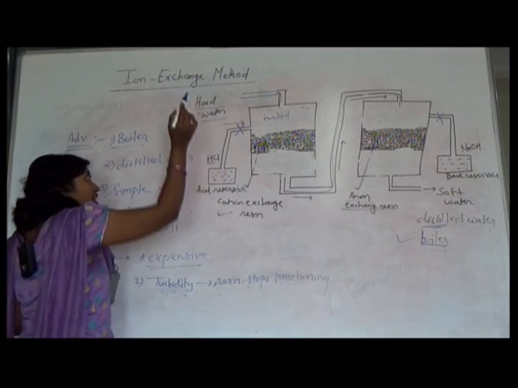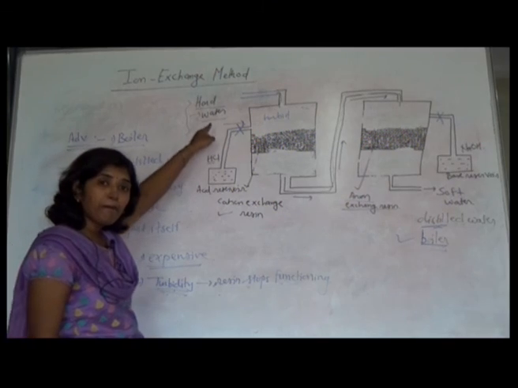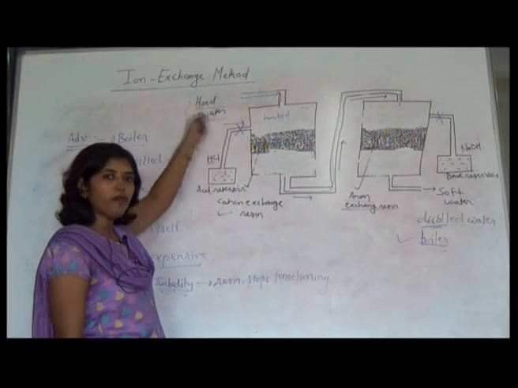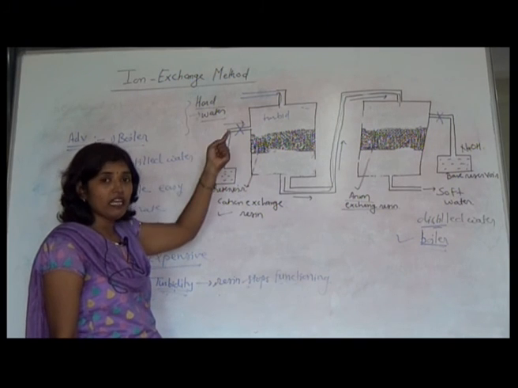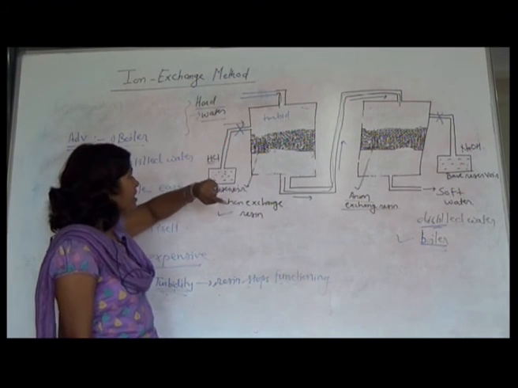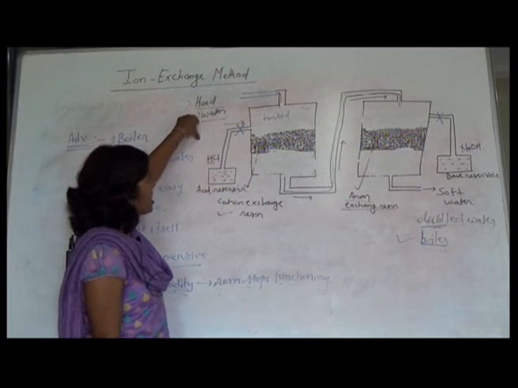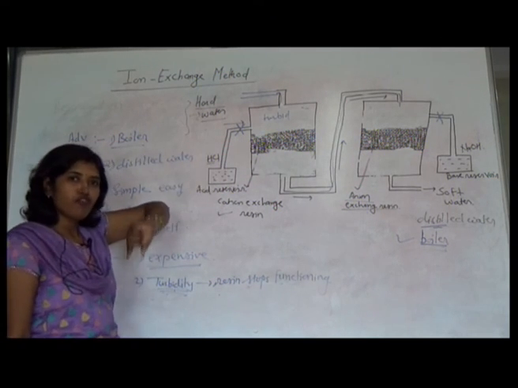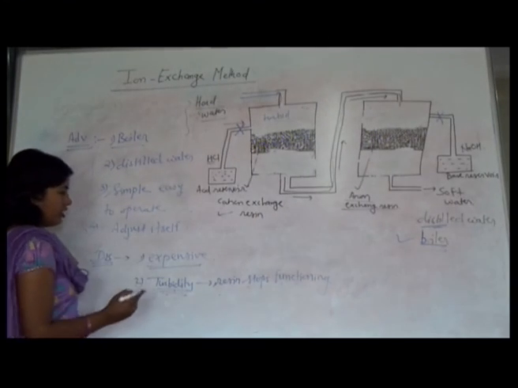Hence, if the incoming water is turbid, that turbidity first of all needs to be removed by adding a coagulant like alum or sodium aluminate. We can remove its turbidity, and then that water is allowed to pass through the first column for the softening process. So this is the second disadvantage.